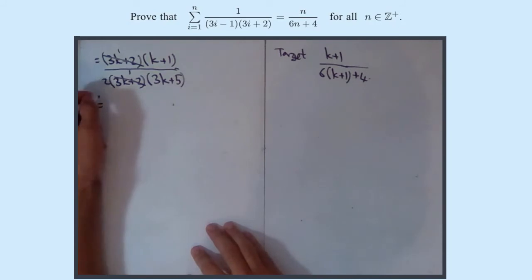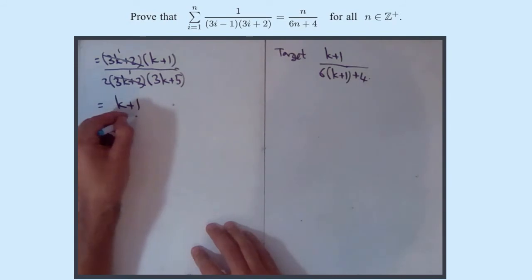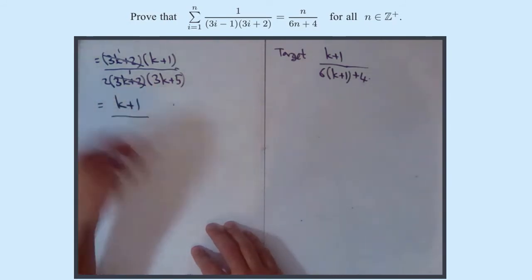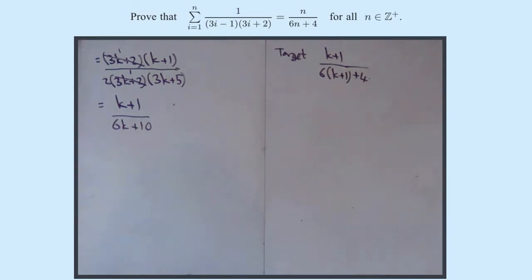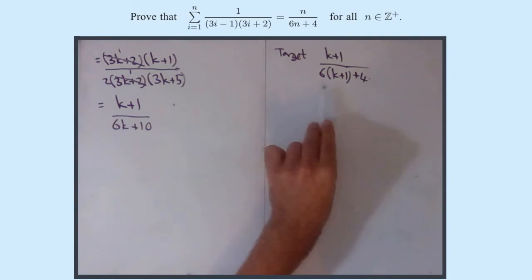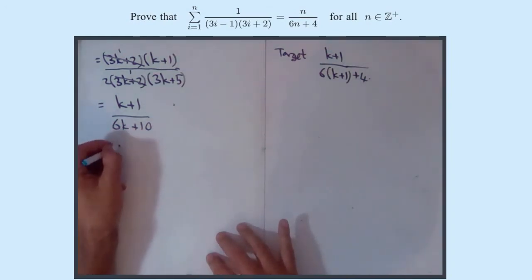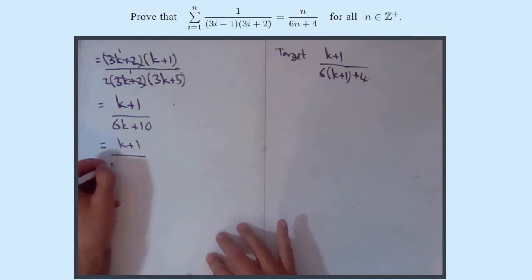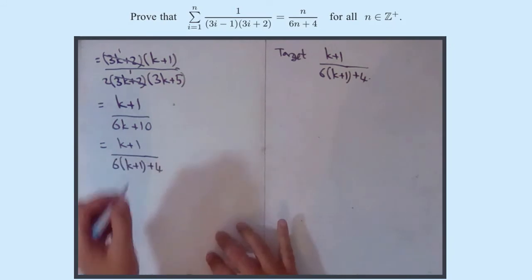So equals, on the top we've got our k plus 1, so it looks like we're going in the right direction, over, well this is 2 times (3k plus 5), so I'm going to expand that: 6k plus 10. So all we've got to do is turn 6k plus 10 into 6(k plus 1) plus 4. Well, this is 6k plus 6 plus 4, which is 6k plus 10. So equals (k plus 1) over 6(k plus 1) plus 4 as required.